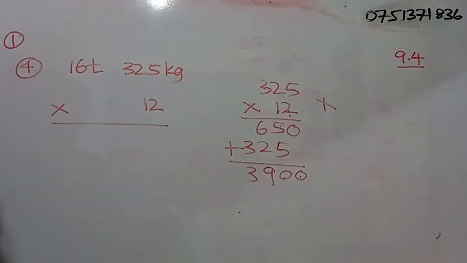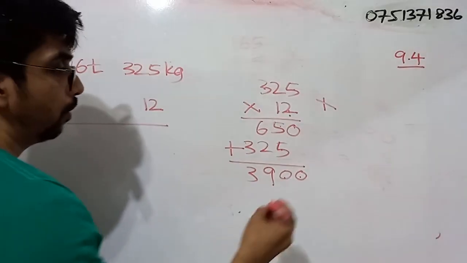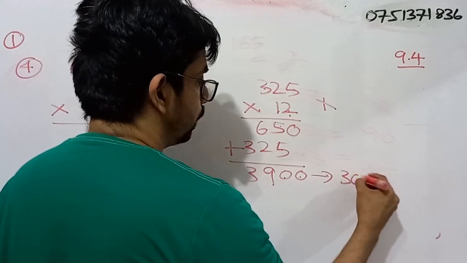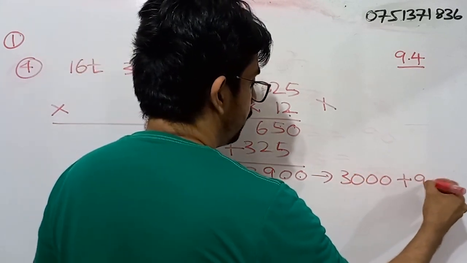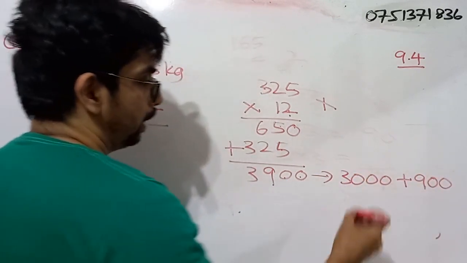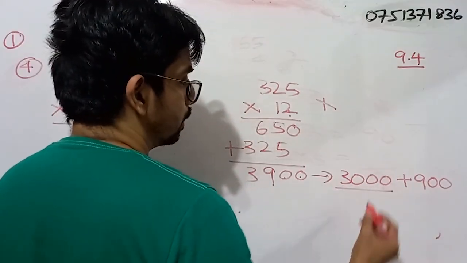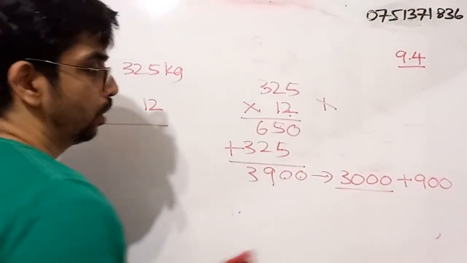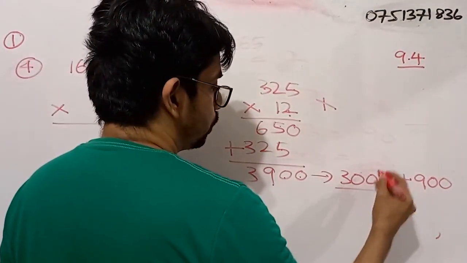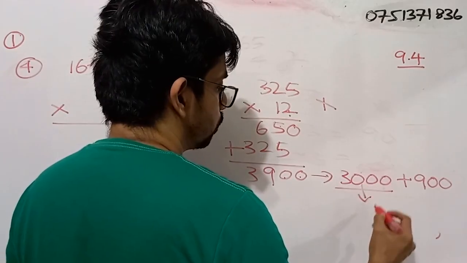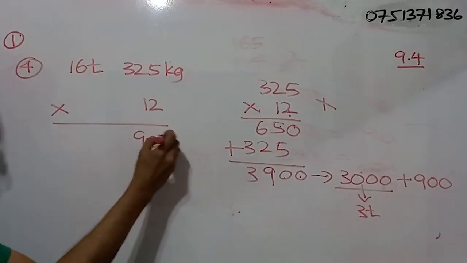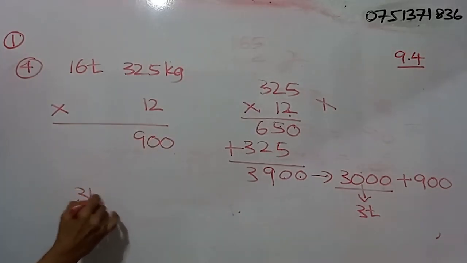Then we have 3900. But 3900, we cannot write. So what do? We break the 3900 into what? Then we convert this into what? Tons. All of these are what? These both are kilograms now. So when we convert 3000 kilograms into tons, this becomes what? 3 tons. Right. So we write 900 here, but remember that we need to add 3 tons.